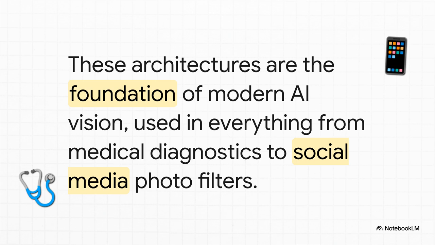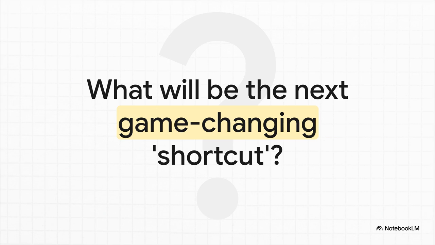It's just incredible to think that these foundational ideas, discovered almost a decade ago, are still so central to the AI that we all use every single day. VGG's principle of going deep and ResNet's elegant shortcut were truly game-changing discoveries. It really makes you wonder, doesn't it? What's the next elegant shortcut that's going to unlock a leap forward we can't even imagine yet?